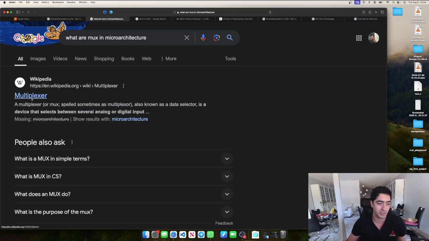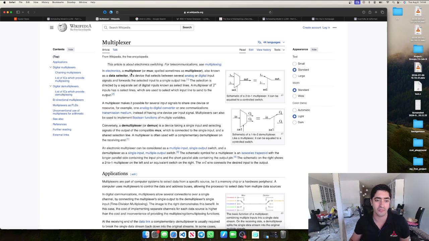What is a mux? Multiplexer. In electronics, a multiplexer, or mux, spelled sometimes as multiplexor, also known as a data selector, is a device that selects between several analog or digital input signals and forwards the selected input to a single output line. The selection is directed by a separate set of digital inputs known as select lines. A multiplexer of 2 to the n inputs has n select lines, which are used to select which input lines to send to the output. A multiplexer makes it possible for several input signals to share one device or resource, for example, one analog-to-digital converter or one communications transmission medium. Instead of having one device per input signal, multiplexers can also be used to implement Boolean functions.